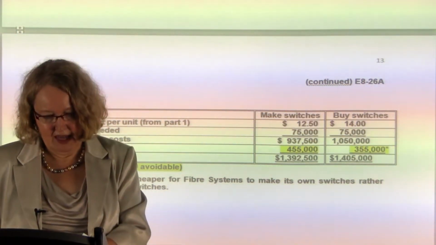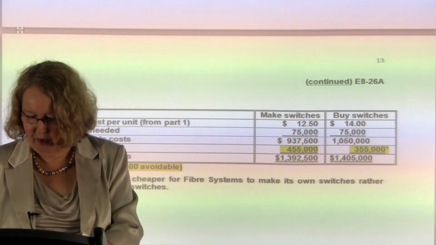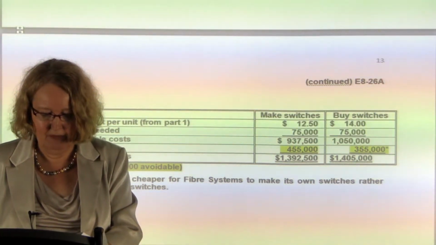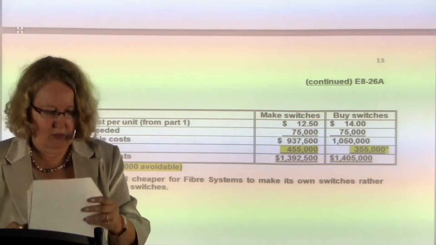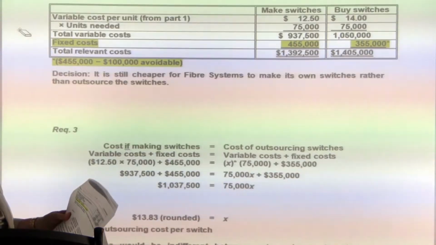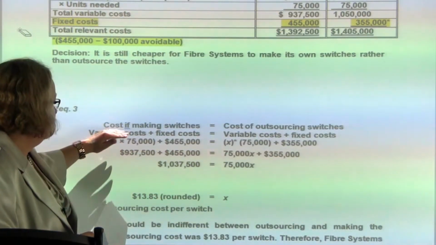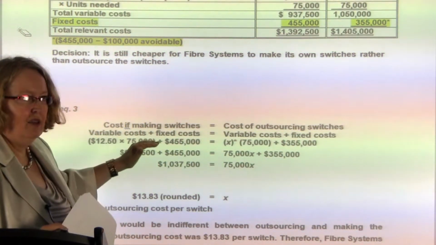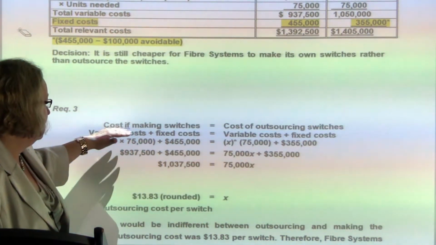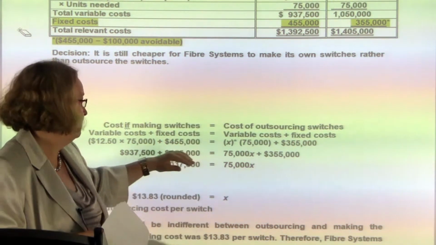Requirement 3 is saying, given the last scenario, what is the most that Fiber Systems would be willing to pay to outsource the switches? So this is basically an algebra type of problem. So this is how you'd set it up. You want to see what dollar value would make the cost of making the switches equal to the cost of outsourcing. What would make those two equal?